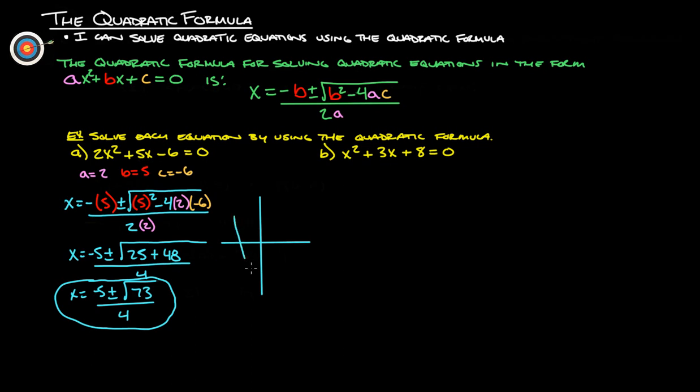So it's some kind of parabola, and let's just pretend it looks something like this. Okay, this point right here and this point right there. This point right here is going to be negative 5 minus root 73 over 4. And then this point over here is going to be negative 5 plus root 73 over 4. Okay, that's basically the x-intercepts. That's the solution to these. You don't have to graph it, but I just wanted you to understand what was going on with that.